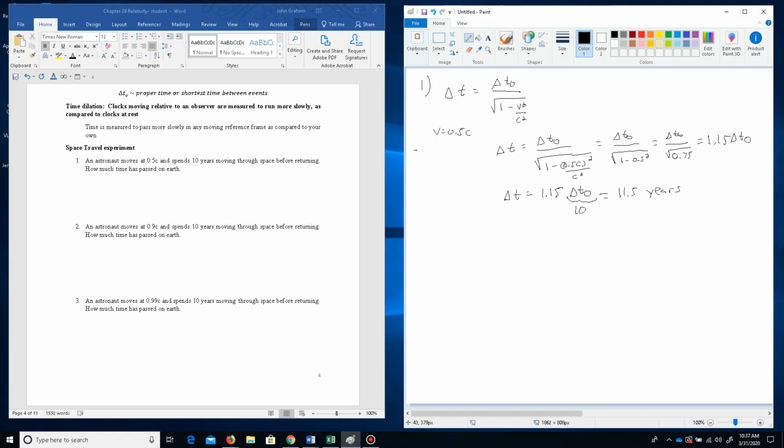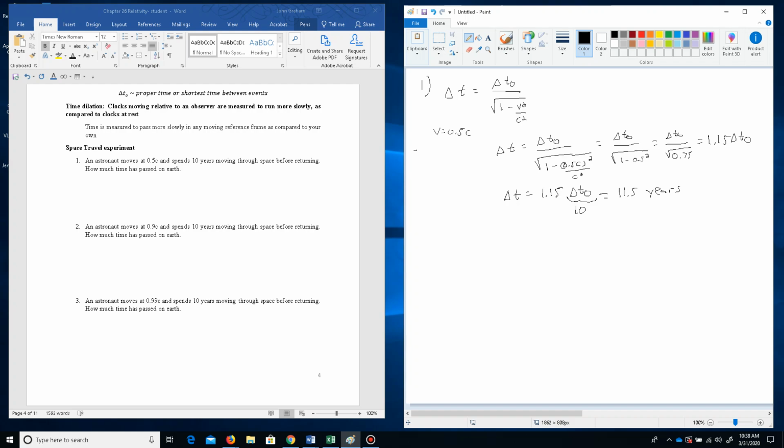10 times 1.15 gives you 11.5. So based on his birth certificate, he will be 1.5 years older, but based on biology, he would be only 1.5 years younger than what his actual age would be. The idea is, if you're going fast enough, when you get back, 20, 40, or 50 years may have passed, and you may have only passed maybe 10 years.